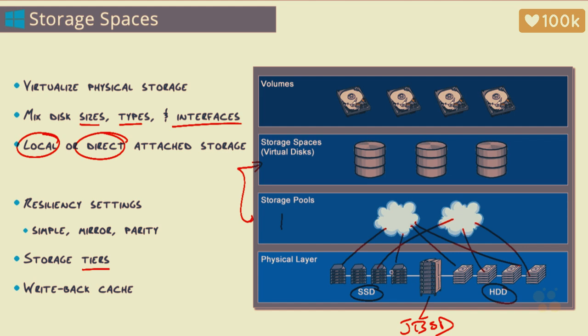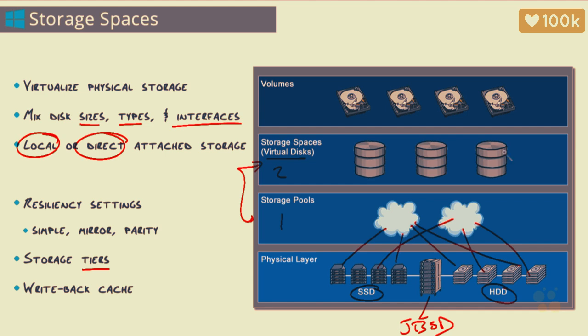Now, once we've grouped our disks into one or more storage pools, we use those storage pools in the layer above it, known as storage spaces. Now, in the UI as well as PowerShell, they're known as virtual disks. And I know the naming is a little funky here because these are not the VHDs and VHDXs we know and love. They're virtual disks entirely in the context of storage spaces.